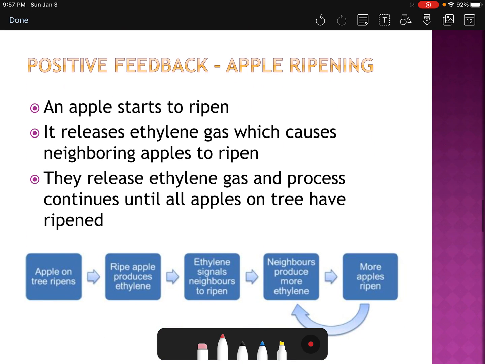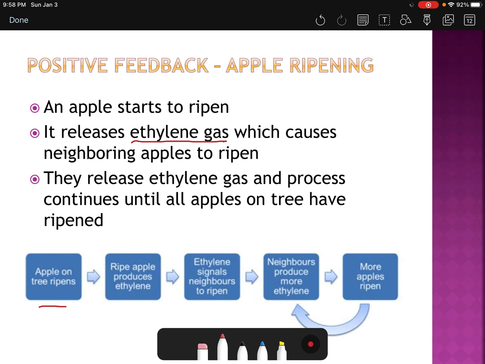Now, positive feedback loops, let's again use another example that's not part of your body. Apple ripening. A lot of you have probably been around an apple tree, maybe you've gotten a chance to go to an apple orchard and pick an apple, but have you ever wondered how one apple starts to ripen and pretty soon, within a couple days, it seems like the whole tree is ripened, all the apples are ready to pick? How does that happen? Well, that's a positive feedback mechanism, because when an apple starts to ripen, it releases what's called ethylene gas, and ethylene gas causes neighboring apples to ripen.